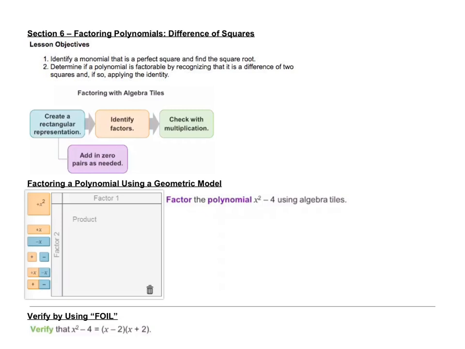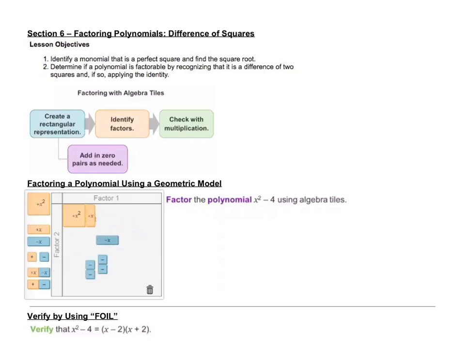So the first thing I want to do is talk about this concept of using a geometric model to factor. And we want to create a rectangular representation here. Okay, we have this polynomial x squared minus 4. So we have an x squared tile and then minus 4 other tiles. Okay, unfortunately we can't create a rectangle here.